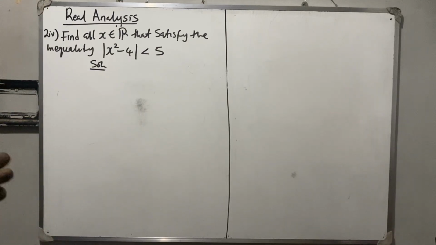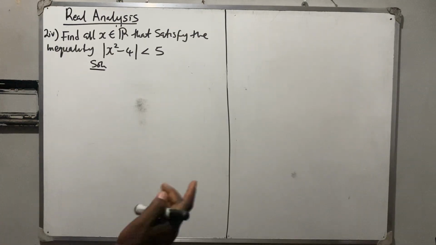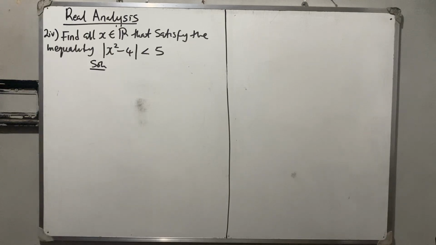The first method is very important. You need to learn it, okay? But the second method is easy. But this first method works everywhere in inequality. But the second one does not really work everywhere, okay? So pay attention to this first one.